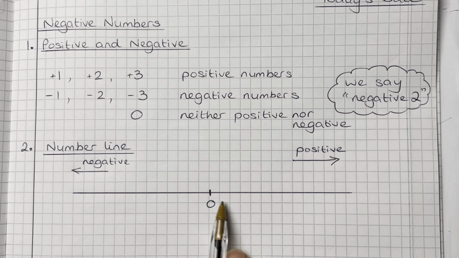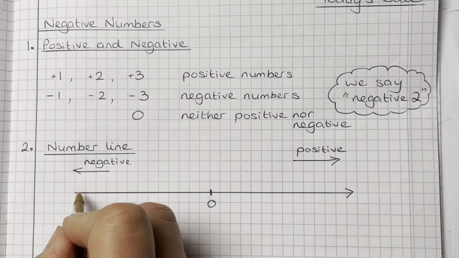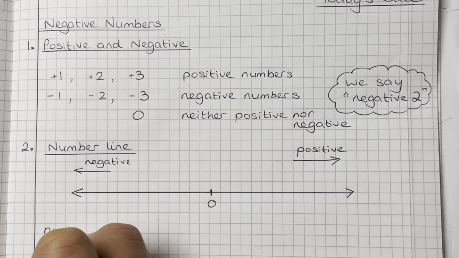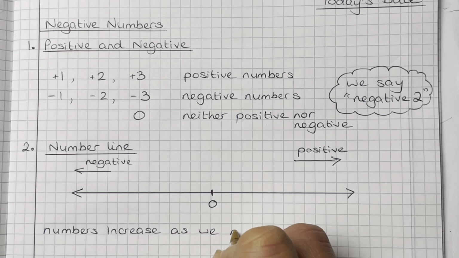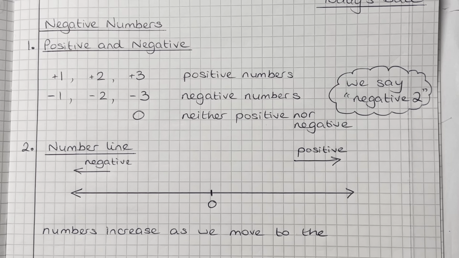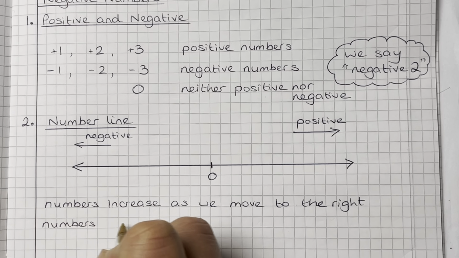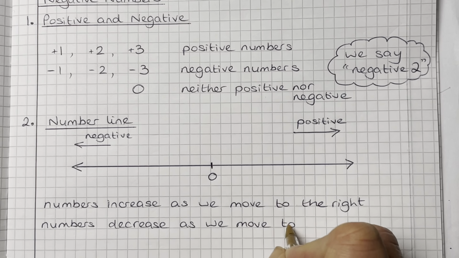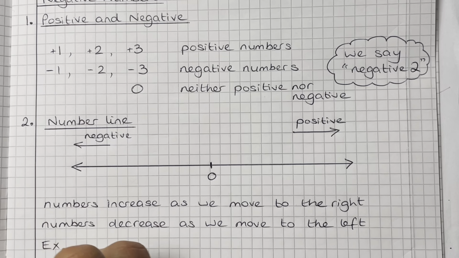Okay, the further we move to the right, the larger the number becomes. The further we move to the left, the smaller the number becomes. So we're going to put some numbers on there in a moment, but let's just write that down first. Okay, numbers increase as we move to the right, and numbers decrease, they get smaller, as we move to the left.